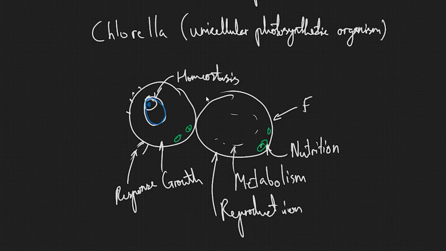So excretion. However, there is a special feature of the chlorella. For excretion, it will also diffuse, let's use red, so the diffusion of waste oxygen molecules will also be conducted through the plasma membrane.